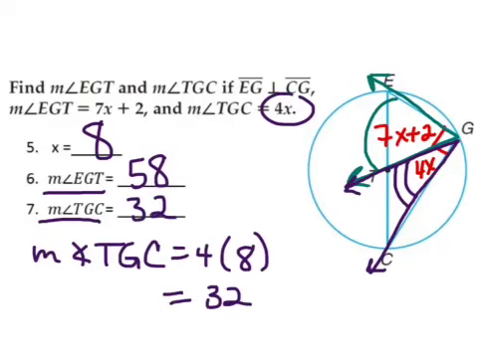And it's also a good idea to know how to self-check. Again, these two angles should add up to 90 degrees. So when we add 58 and 32 degrees, we do in fact get 90 altogether. So we're confident that our answer is correct.